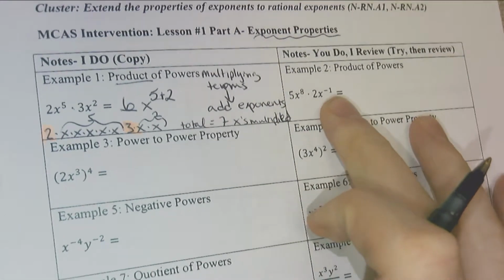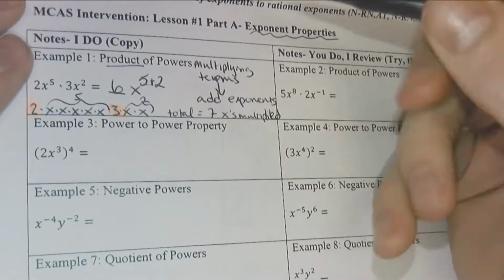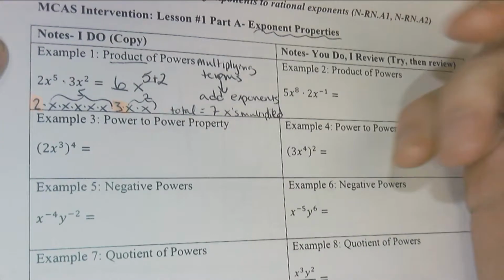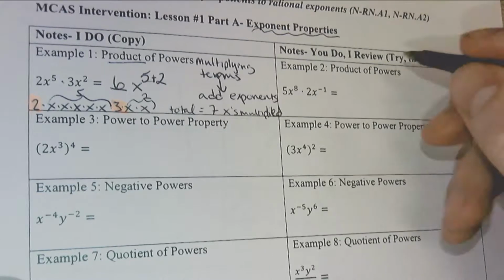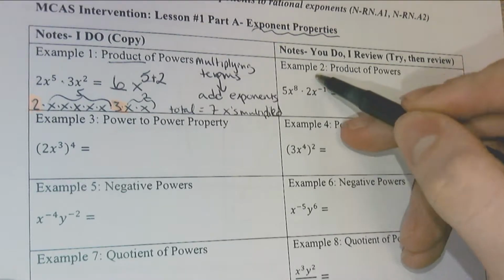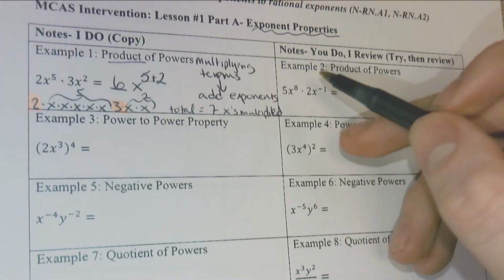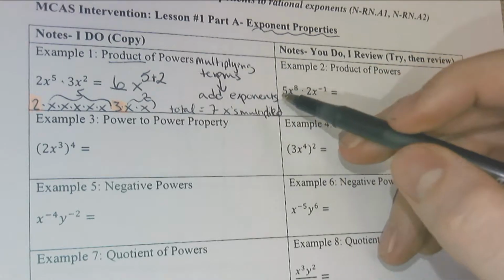Great. And a reminder, when we're doing these videos, this is the notes, this is what I do. I'd like you to take a couple seconds, pause the video, and try out the second question, example 2, by yourself, using the rule we just talked about: where we're multiplying terms, add exponents.